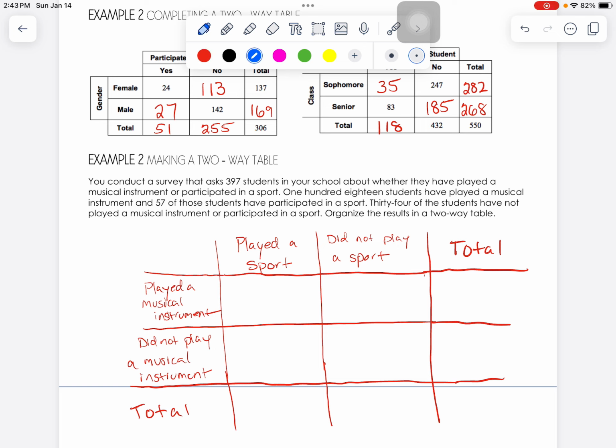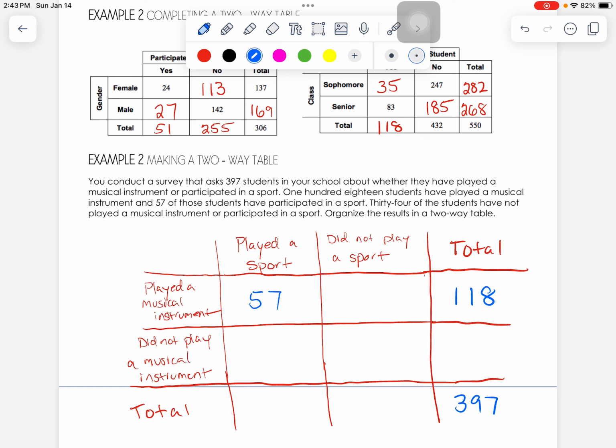All right, so now that I'm set up, I'm going to go back through. It said you conduct a survey that has 397 students. So I know the total number of students was 397. It said 118 students have played a musical instrument. So for played a musical instrument, my total is 118. And 57 of those students have participated in a sport. So 57 played both a musical instrument and a sport.